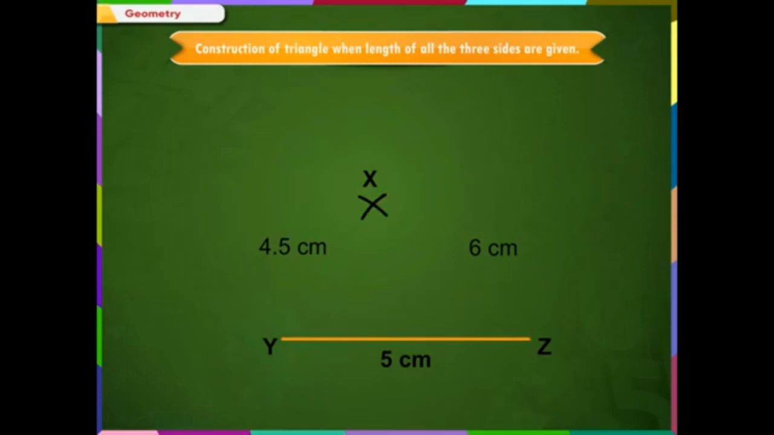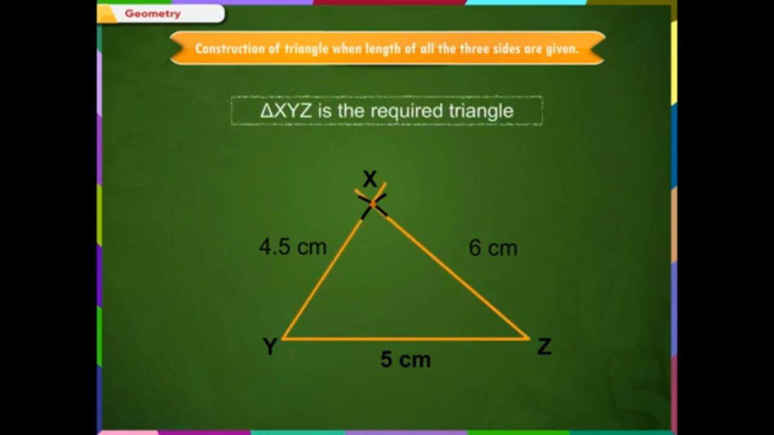Step 4. X has to be on both the arcs drawn. So, it is the point of intersection of the arcs. Mark the point of intersection of the arcs as X. Join XY and XZ. Triangle XYZ is the required triangle as shown in the figure.